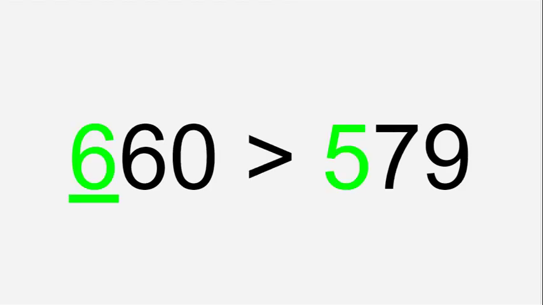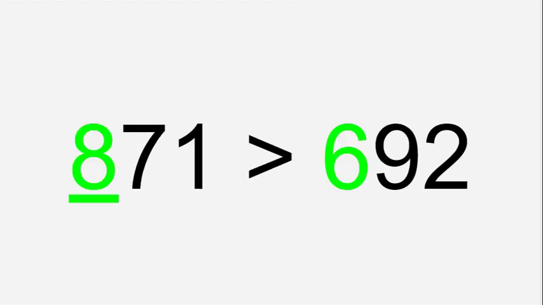Our next problem is 660 and 579. Which one is bigger? We'll compare the 6 and the 5 in the hundreds place. 6 is greater than 5, so 660 is greater than 579. Our next problem is 871, 692. Which one is bigger? We'll compare the 8 and the 6 in the hundreds place. 8 is greater than 6, so 871 is greater than 692.